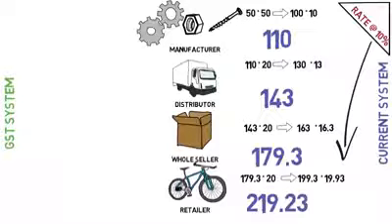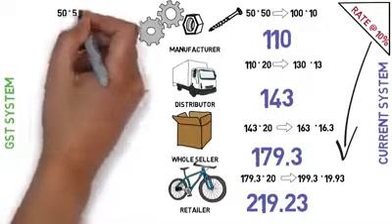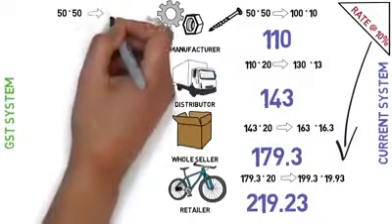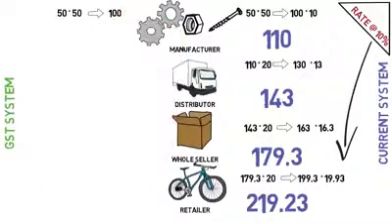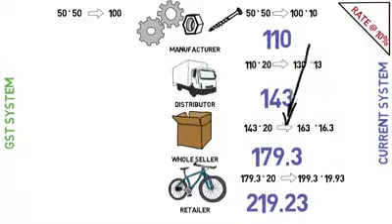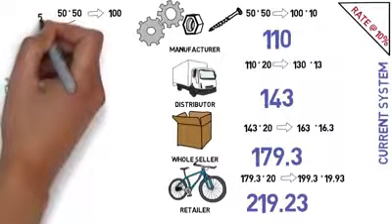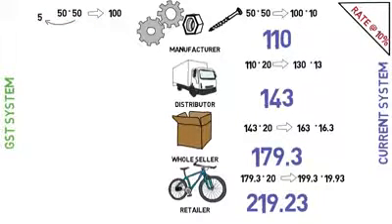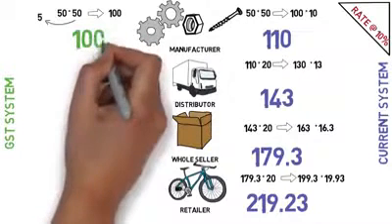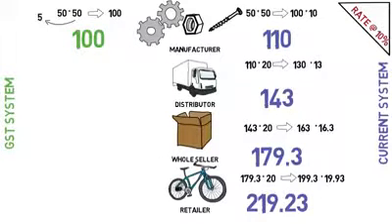Now we will take the same example in the GST system. Raw material of 50 rupees and the manufacturing value of rupees 50 make the product of 100 rupees. But this time the manufacturer has to pay tax on the value added by him, which is rupees 50. So he pays 10% of 50, which is 5, as tax from his profit. But the selling price will not increase and the cost of the product for the distributor is 100 rupees only.